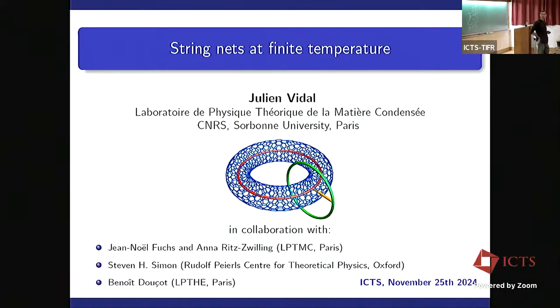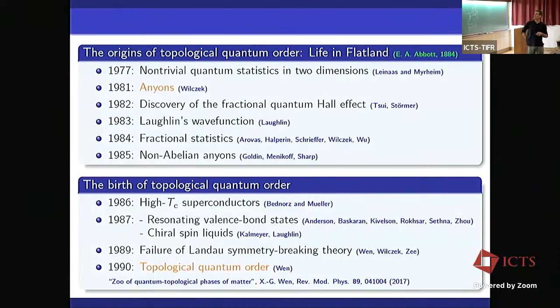So today, what I want to explain to you is how to understand the properties of topologically ordered systems at finite temperature. What can we do? What are we able to understand? And what does it mean, basically? So let me first remind you of a very simple set of things about topological quantum order for those of you who might not be familiar. And don't hesitate to interrupt me if needed.